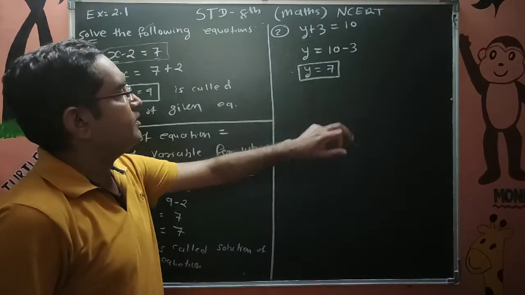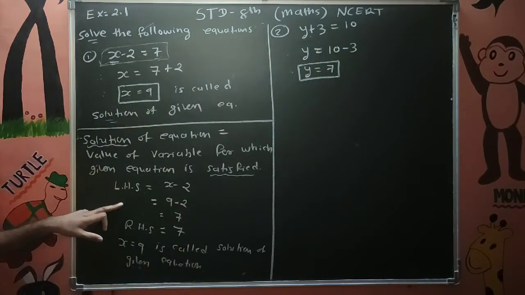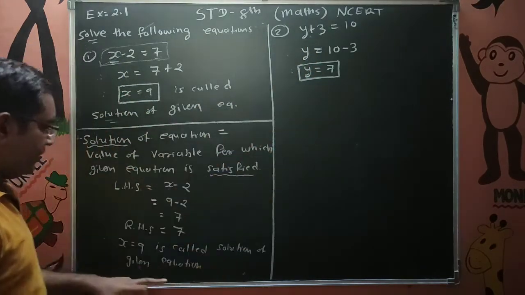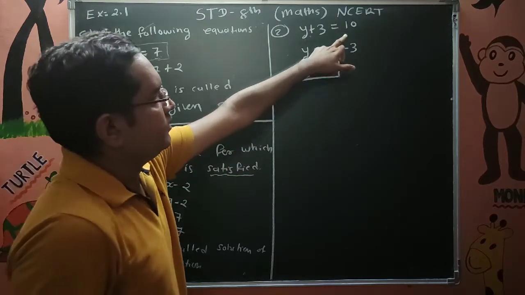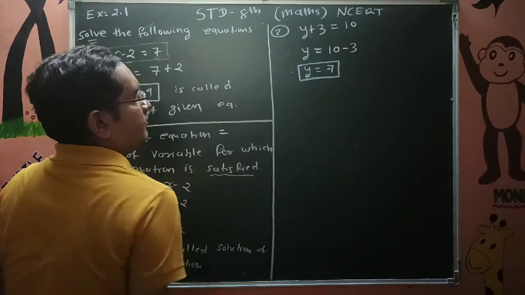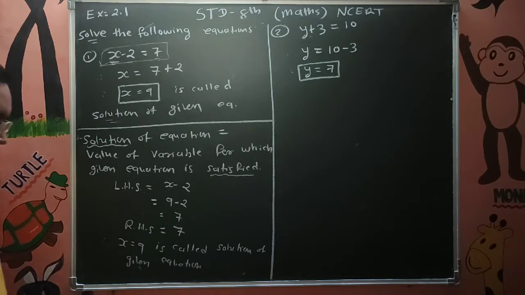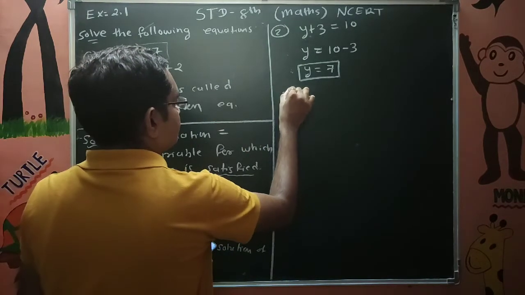in the left hand side, it's 7 plus 3. The value of the equation on the left hand side is 10 and the value of the equation on the right hand side is also 10. So the left hand side is equal to the right hand side. So we can say that the value of y, which is 7, is the solution of the given equation. Done?